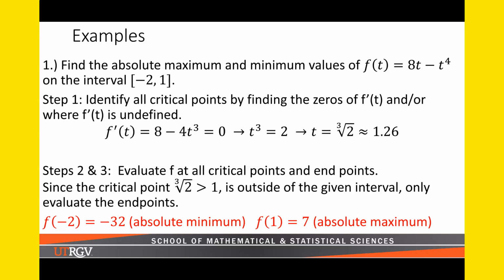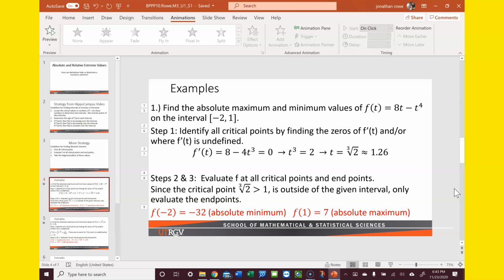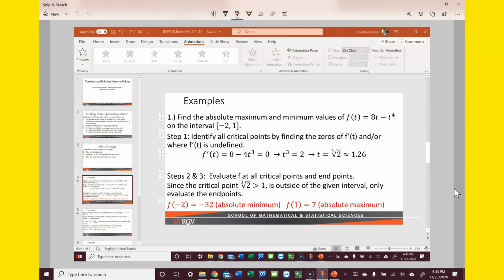Right, which is what this presentation is saying. F of negative 2 is negative 32. That's an absolute minimum. F of 1 is 7. So that's an absolute maximum. Let me see if I evaluated that thing correctly. F of negative 2, let me try that again. I might have plugged that in wrong. It is equal to 8 times negative 2 minus negative 2 to the 4th. So that's negative 16 minus 16. Yeah, that's negative 32. I said 0 earlier.